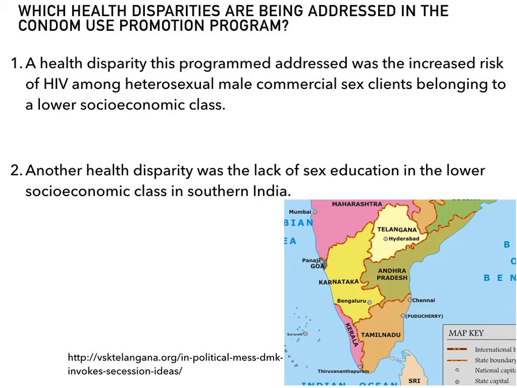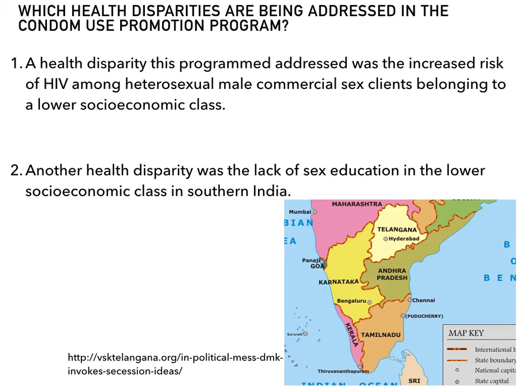So, to begin, which health disparities are being addressed in the condom use promotion program? The most noted health disparity was the increased risk of HIV among heterosexual male commercial sex clients belonging to a lower socioeconomic class. Another health disparity slightly touched was the lack of sex education. Now, these lower socioeconomic classes were considered classes C, D, and E, and they were based off of education levels and the head of the household's income.